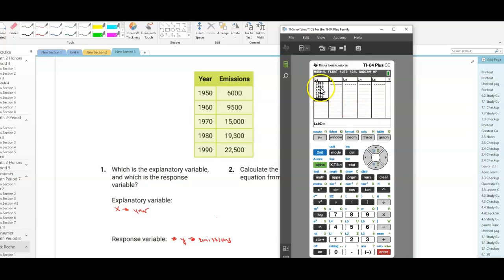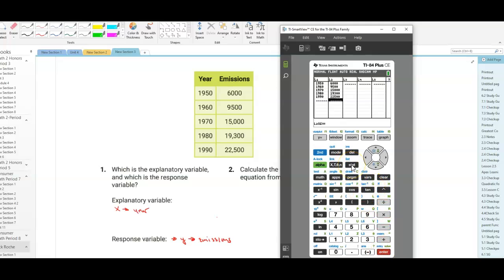Now some people would like 1950 to be year 0 and then go 10, 20, 30, 40, and so on. Now, in my other list, I'm going to enter 6,000, 9,500, 15,000, 19,300, and then 22,500. Now, I hit enter.